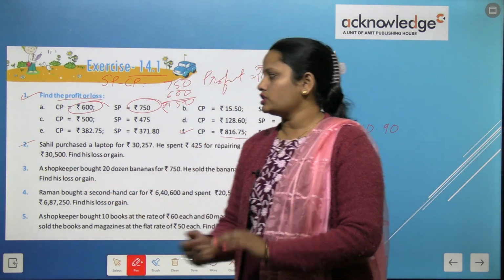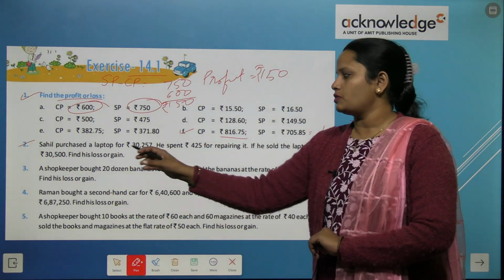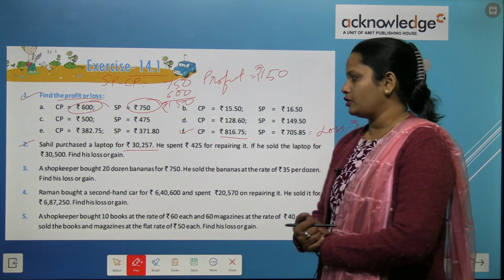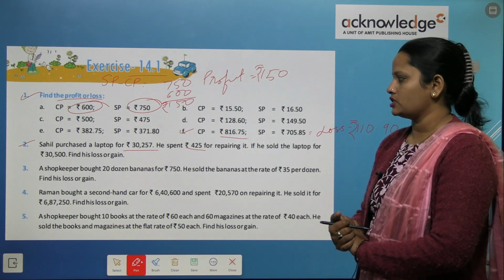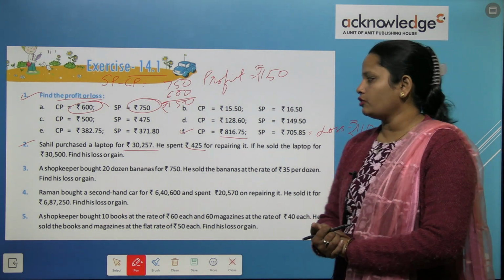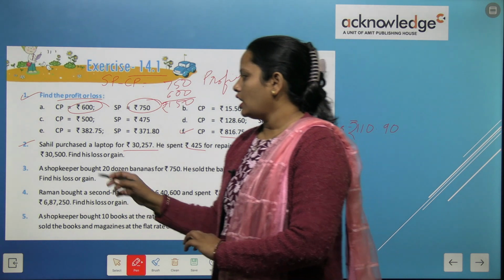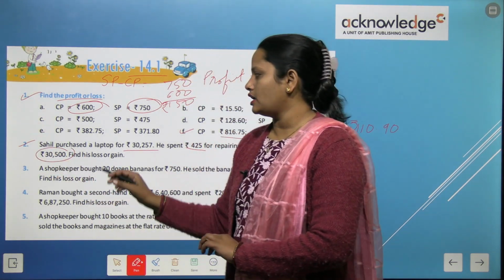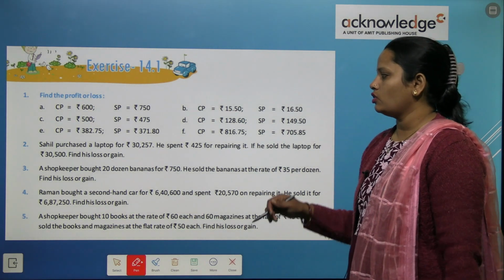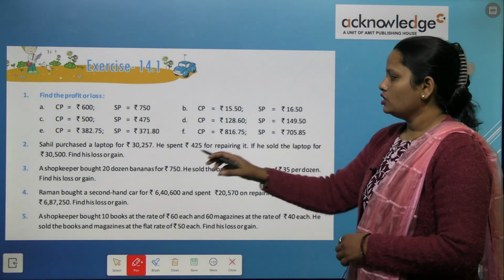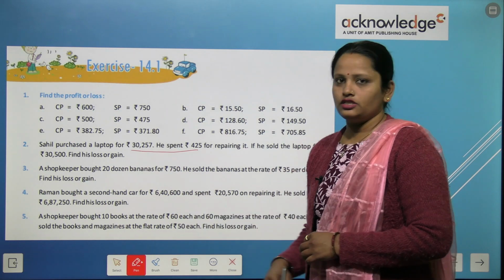Now let's move on to question number 2. Sahil purchased a laptop of this much rupees. He spent this much for repairing. If he sold the laptop for 30,500, find his loss or gain. So let's calculate these two.